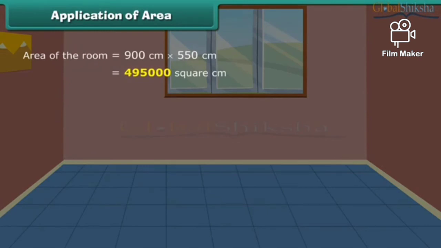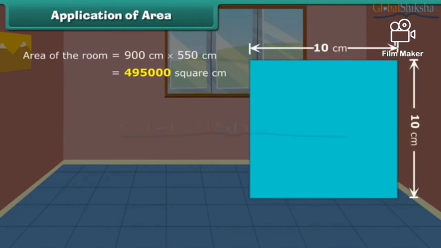Area of the room is equal to the length multiplied by the width. It is equal to 4,95,000 square centimeters. Let us find the area of the tile now. Area of the tile is equal to 10 multiplied by 10. It is equal to 100 square centimeters.